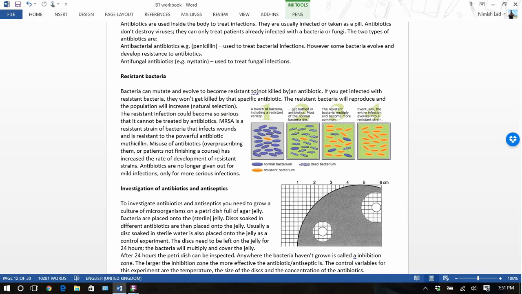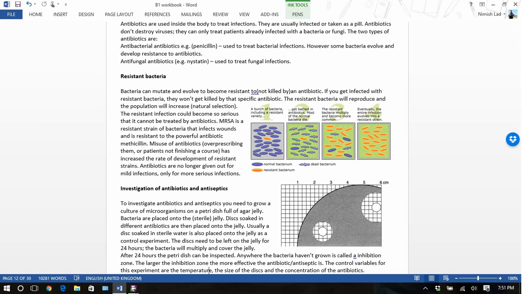The resistant bacteria reproduce, the population increases, because those that are surviving will continue to survive and pass on their genes. That's natural selection, that's evolution. Topic 1, if you want to go back and watch that video. So that resistant infection becomes more serious. So MRSA is a resistant strand of bacteria that did this. It became resistant to a really powerful antibiotic. And this could have happened because of the misuse of antibiotics, people over-prescribing them to patients, or patients not actually finishing their course and therefore killing off all bacteria. So MRSA has become resistant to antibiotics.